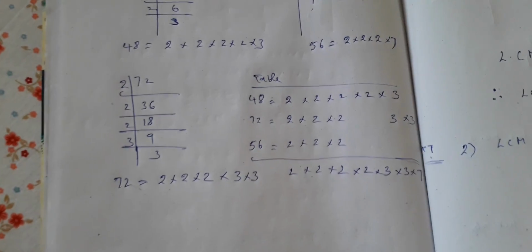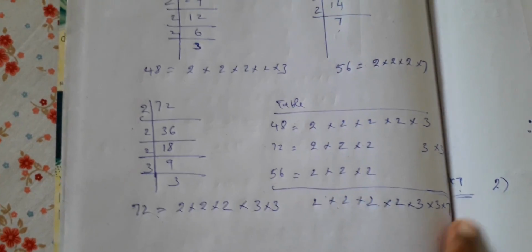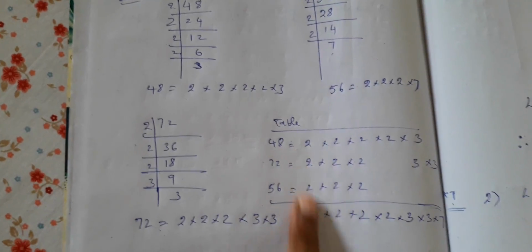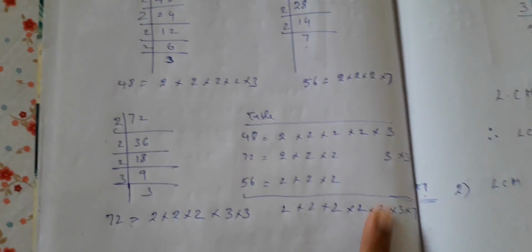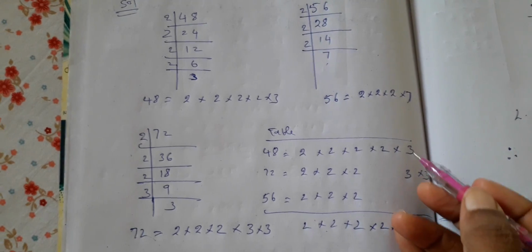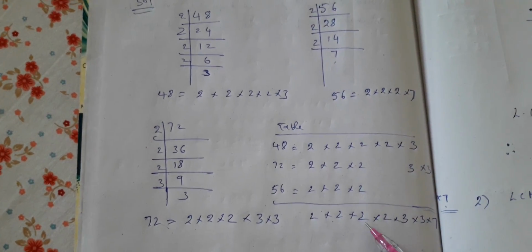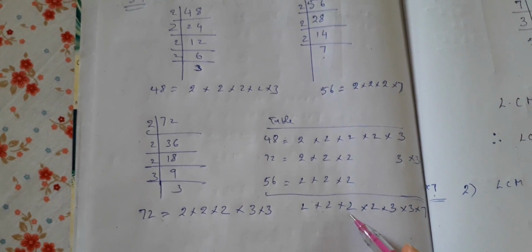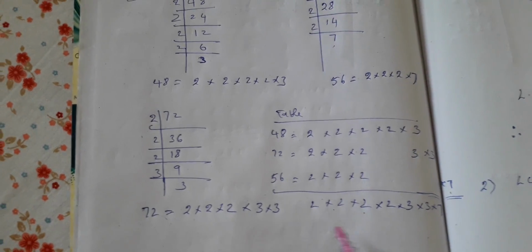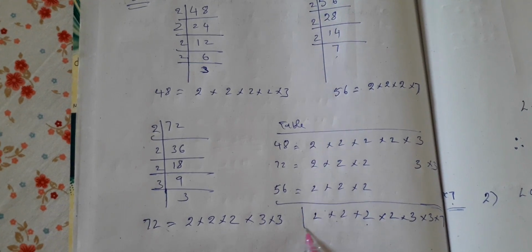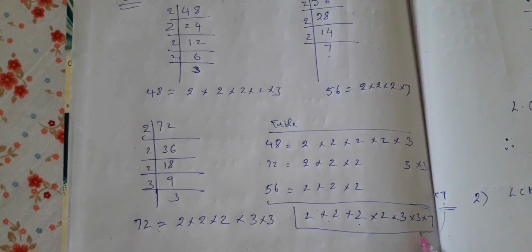So by writing this kind of table, everywhere under the column you can write that particular number. Here 3 is repeated 2 times but we are taking only 1 time. 2 is repeated 3 times, we are taking only 1 time. So this is the shortcut method of writing LCM. Very easy way of writing LCM. So this is what we got as the product of LCM.